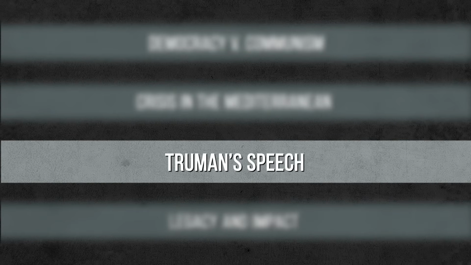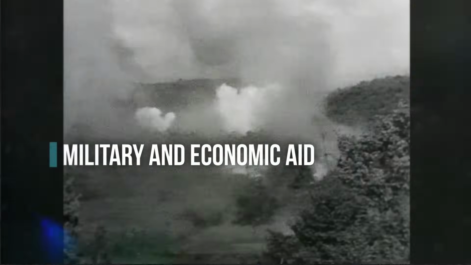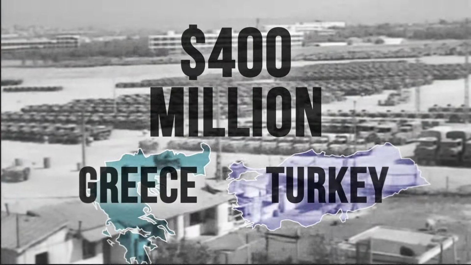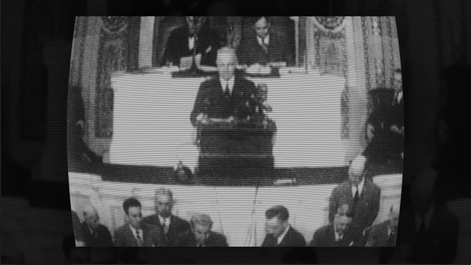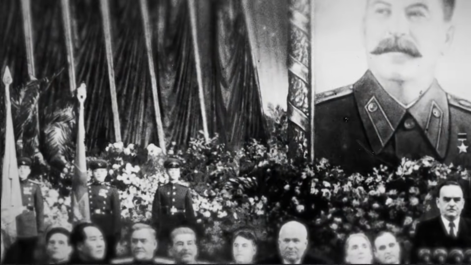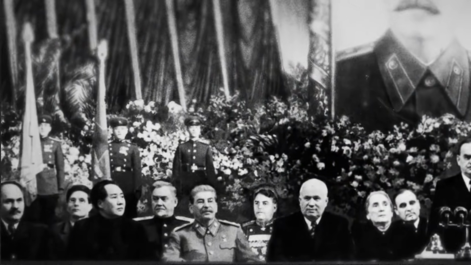Truman's speech called for immediate military and economic aid, $400 million, to Turkey and Greece. "I believe that it must be the policy of the United States to support free peoples who are resisting attempted subjugation by armed minorities or by outside pressure." He was careful not to explicitly mention the USSR, but the warning against the Soviets was clearly implied.